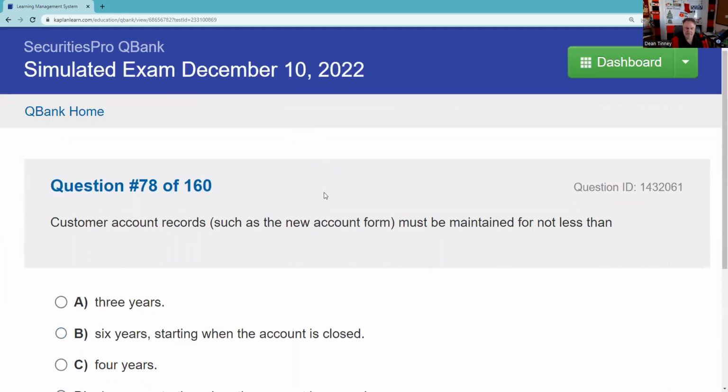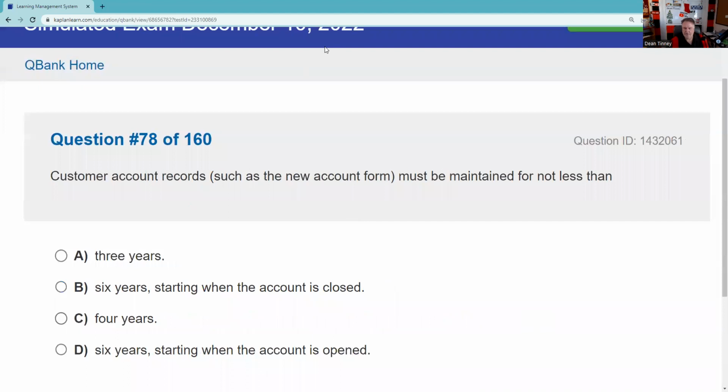Question 78. Customer account records must be retained for not less than. That's very testable. This is a test question. It's 6 years starting when the account is closed. So that's the record retention rule. I think it kind of makes sense a little because that's the statute of limitations under arbitration. So the answer is B.